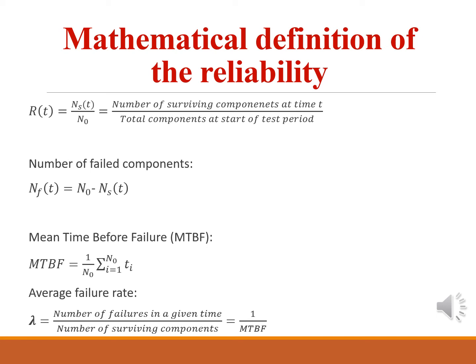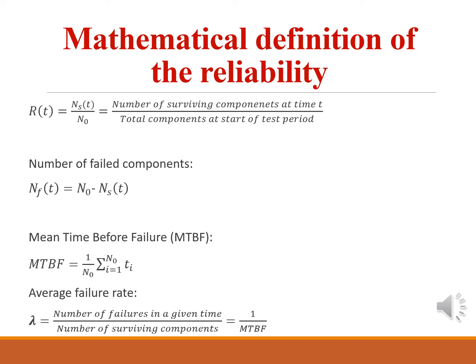Mathematically, the reliability of a device or subsystem is defined as the ratio of the number of surviving components at time t to the number of components at the start of the test period. So it is the number of components which have not failed divided by the total number of components. And the number of components that have failed can be calculated as the initial number of components minus the number of components at time t.